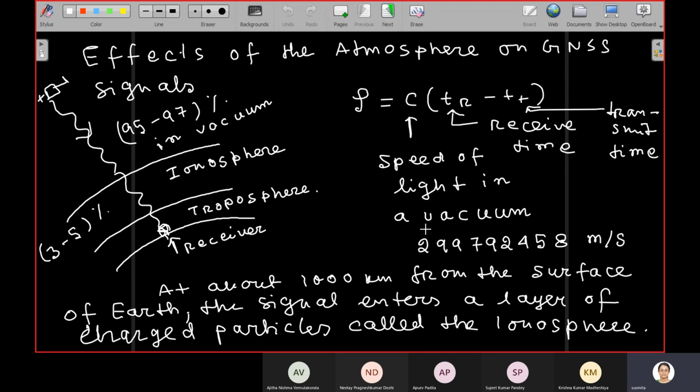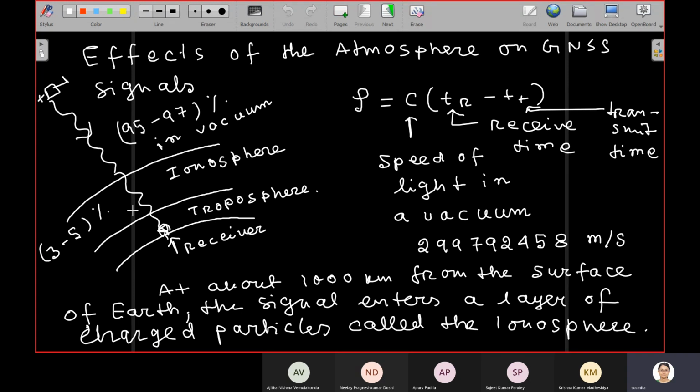Last time we were discussing the effects of the ionosphere and the troposphere on the GNSS signals. We noted that the signal enters the ionosphere at about 1000 kilometers from the surface of the Earth, and then at about 40 kilometers from the surface of the Earth it enters the troposphere.